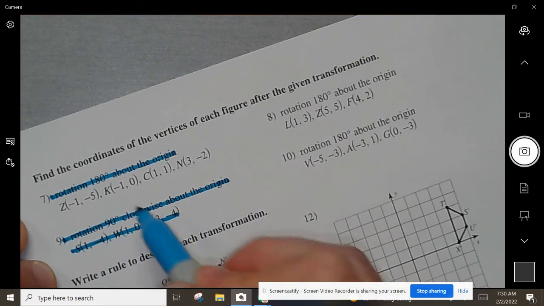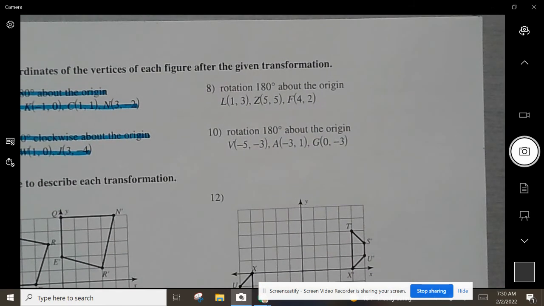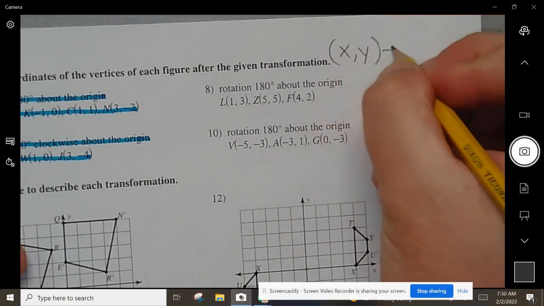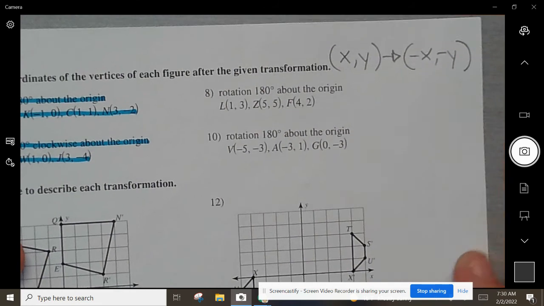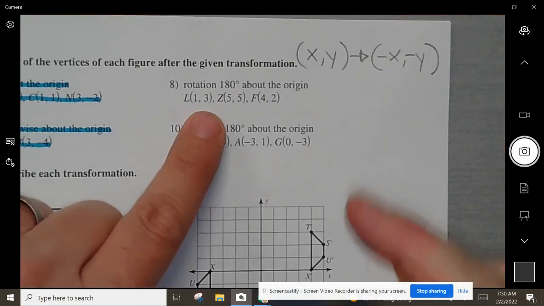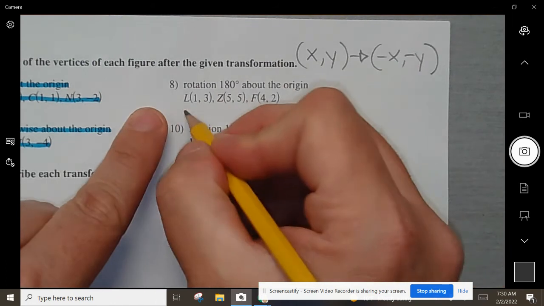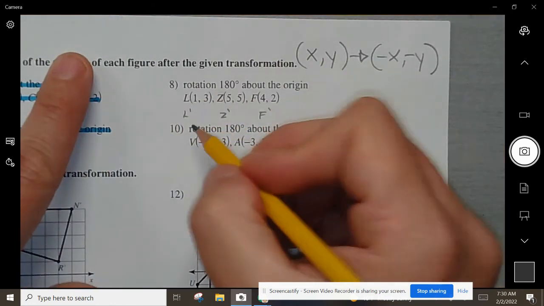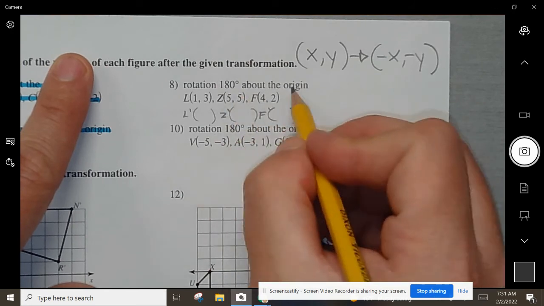We're not doing these, but I just want to show you how simple the 180 one was. Remember we talked about 180 rules? So 180 rules was x, y, and this is what rules look like, -x, -y, okay? So it goes from xy to -x, -y. So the first one's pretty simple, L prime, Z prime, and F prime, the new ones, what's going to happen? And you can see it's a 180 rotation around the origin.